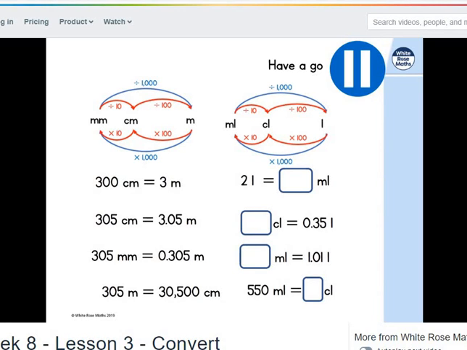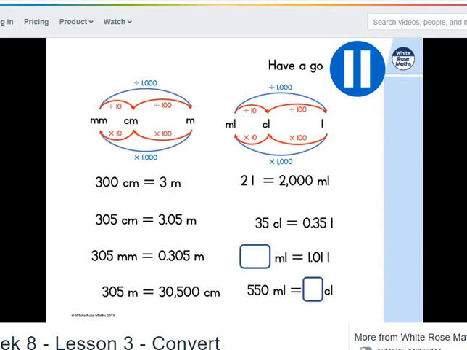What about litres and millilitres? Well, 2 litres is 2,000 millilitres. We've got 0.35 litres, so we'd have to multiply that by 100 to convert that into centilitres, which is 35 centilitres.